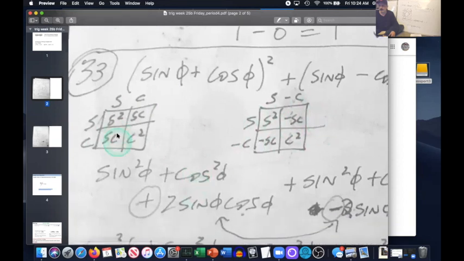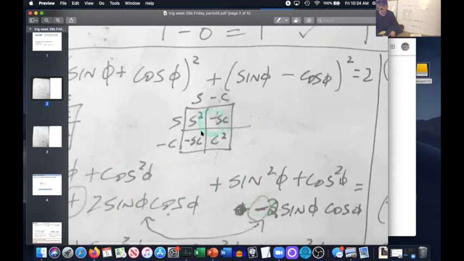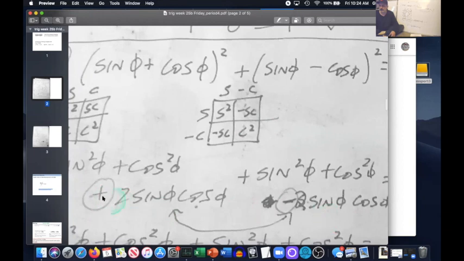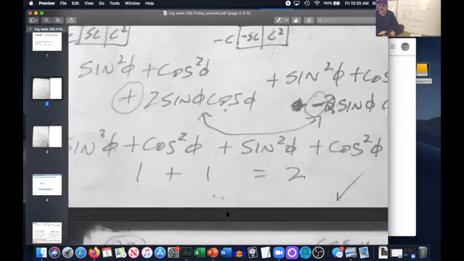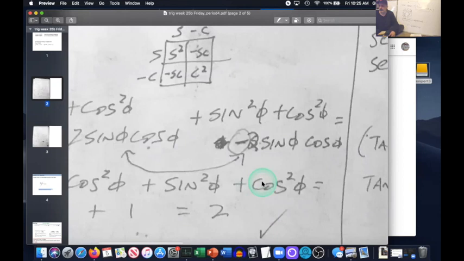Okay, so over here we're going to get sine squared plus cosine squared plus 2 sine cosine. Same thing here, except instead of positive 2 sine cosine, it's minus 2 sine cosine. So that means those are eliminated. It's positive and negative. And then we get sine squared plus cosine squared plus sine squared plus cosine squared. And 1 plus 1 is 2.